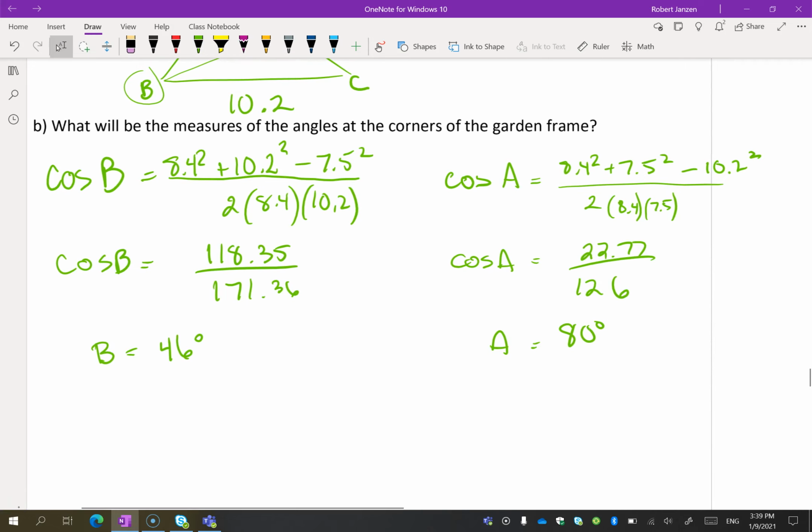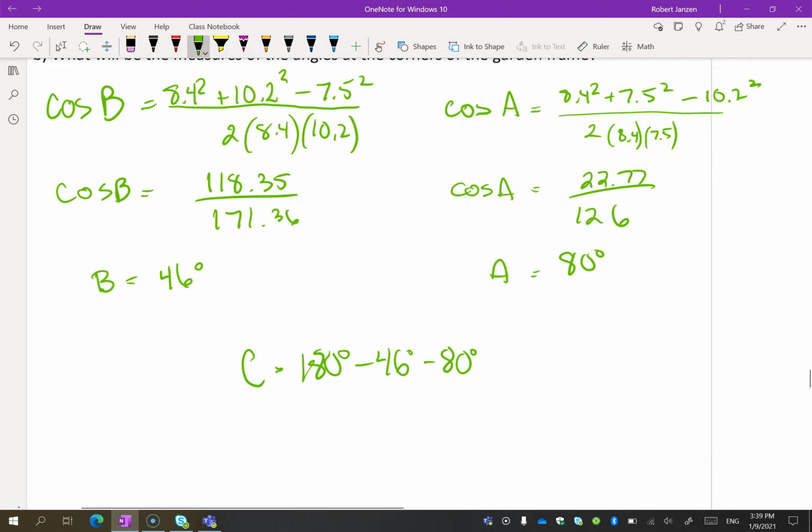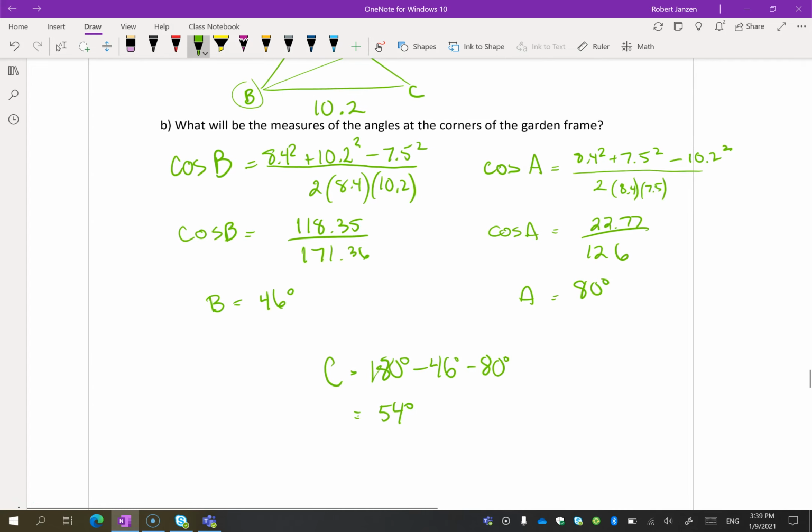Okay, so here are the answers I have so far. Check yours, see if it makes sense. I found angle B and angle A. You could have found C. In fact, we do have to find C now. How am I going to get C? Well, I'm going to go 180 degrees, take away the 2 angles that I have. And I think this will give me 54 degrees. So that would be the 3rd angle. So try that one. Make sure that you're clear on that.